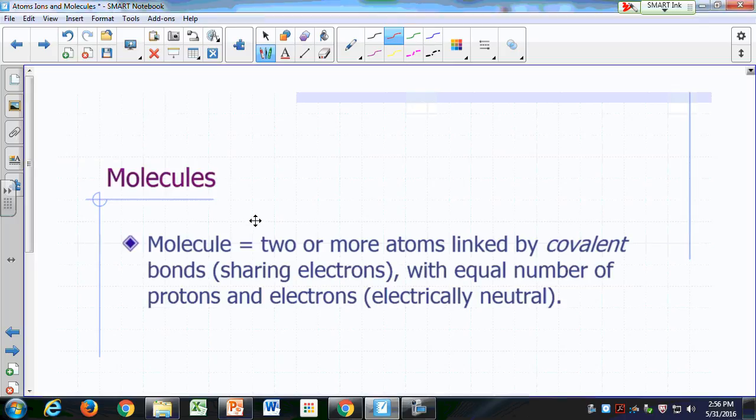Alright, so we said atoms can lose or gain electrons, and when that happens, you form ions. Atoms can also share electrons, okay? And when they share electrons, we say they're held together by a covalent bond. And if the atoms as a group still have an equal number of electrons and protons, that means it's still electrically neutral, then what you have is called a molecule. Okay? And most of the stuff that we deal with are in fact ions and molecules, not atoms.